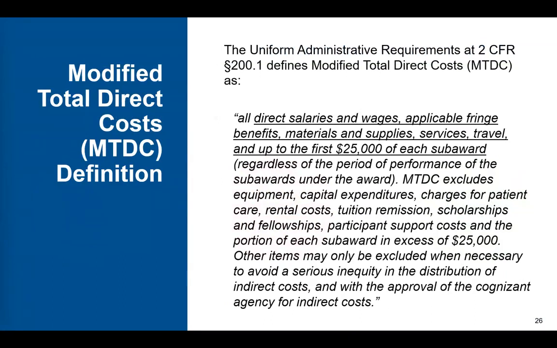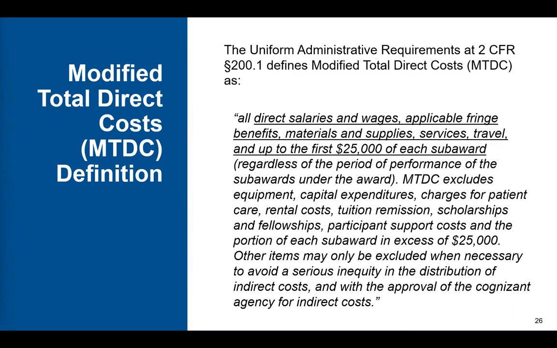So what are modified total direct costs, or MTDCs? The definition for modified total direct costs is found at 2 CFR 200.1. Once again, the key language contained in the definition is underlined, and it reads as follows: all direct salaries and wages, applicable fringe benefits, materials and supplies, services, travel, and up to the first $25,000 of each subaward are modified total direct costs.